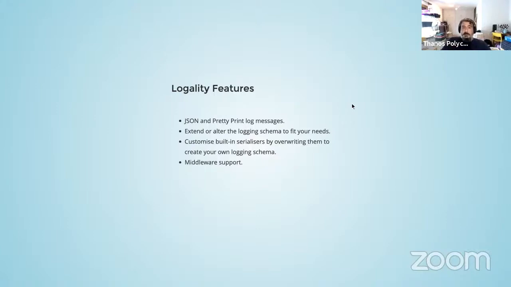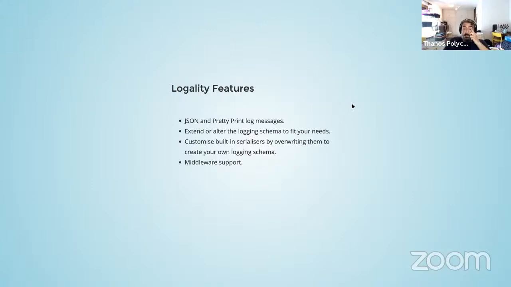You can extend the logging schema. JSON logging means that there is a schema, and you can also extend that schema, or you can even alter it so that it fits your needs. Logality supports serializers, and we're going to see in detail what that means and why this is important. And you can build your custom built serializers, or you can even customize the built-in serializers. Logality comes with a few serializers that are built into the library.